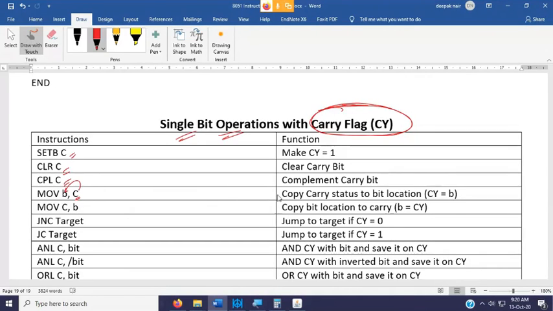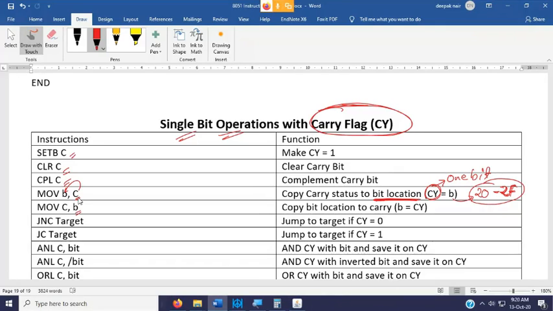When we say bit location, remember we must be pointing to a bit location only, because CY is only one bit. So if you are going to use a bitwise location, you should remember that you can use the memory range from 00 to 2F for the bitwise operation. Similarly, you can take a particular bit location and move it to carry.